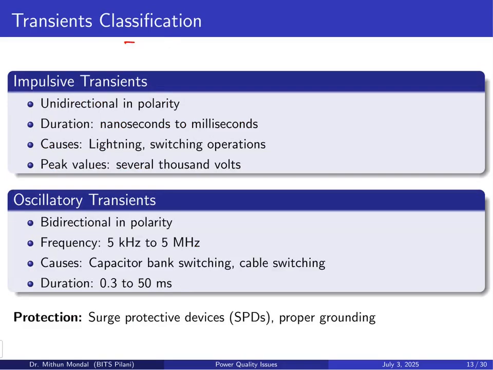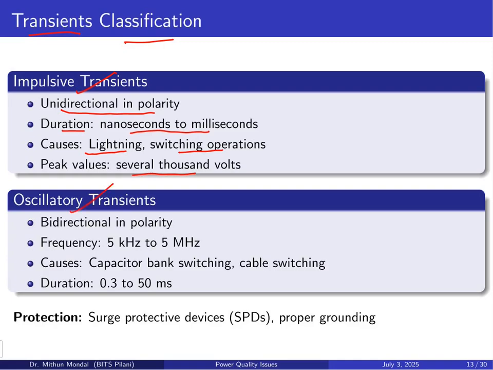When we talk about the classification of transients, transients are very short duration events, which are impulses, and they can be current impulses or voltage impulses. Impulsive transients are generally unidirectional in polarity, and they have a duration from nanoseconds to milliseconds, so this is very fast. The reasons are lightning or switching operations, which cause the peak values of the voltage or current wave to reach several thousand volts or amperes.